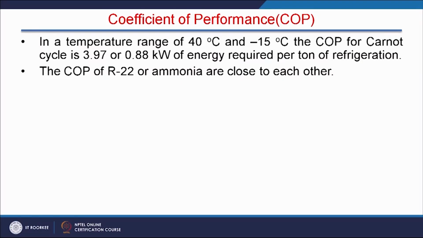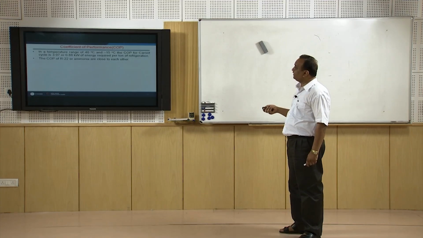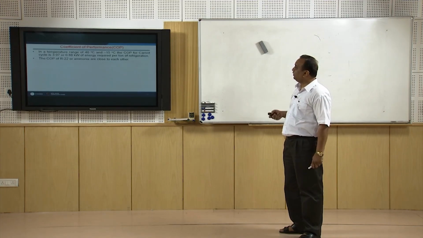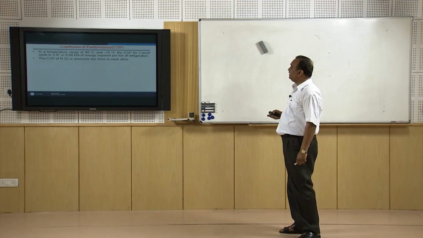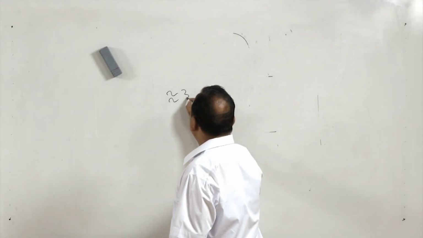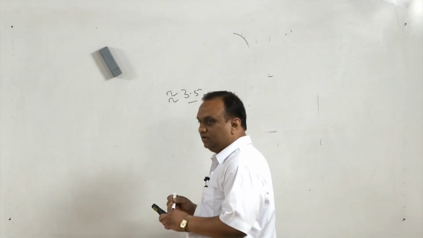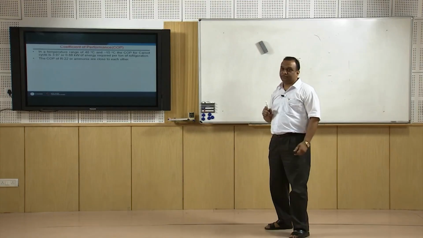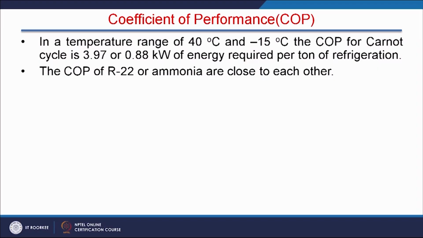Now, coefficient of performance. If in a temperature range of 40 to -15, the Carnot COP is given as 3.97, we can easily calculate that. That comes out to be 0.8 kilowatt of energy. So, from the energy point of view, we should have a good coefficient of performance, for example, a window air conditioner. For a window air conditioner, it should be approximately equal to 3.5. So, COP of the system is also very important in deciding the type of refrigerant we are going to use.